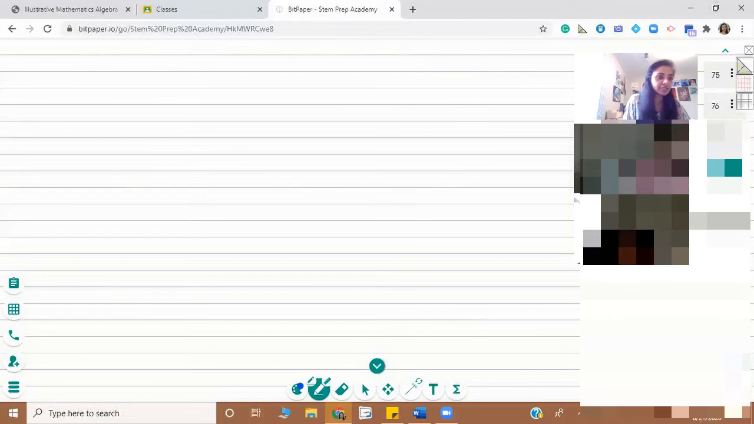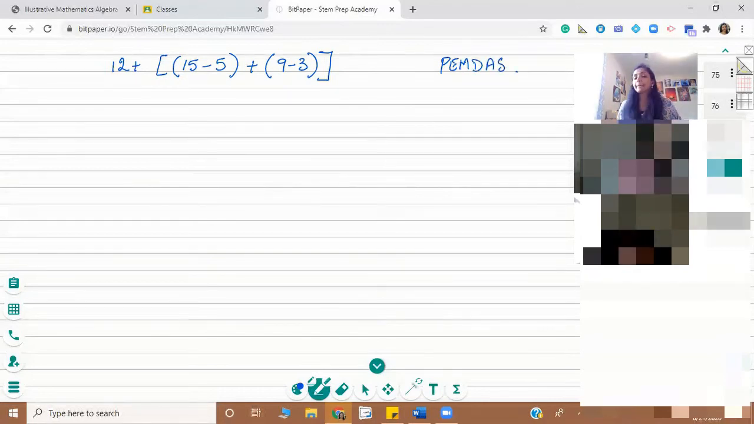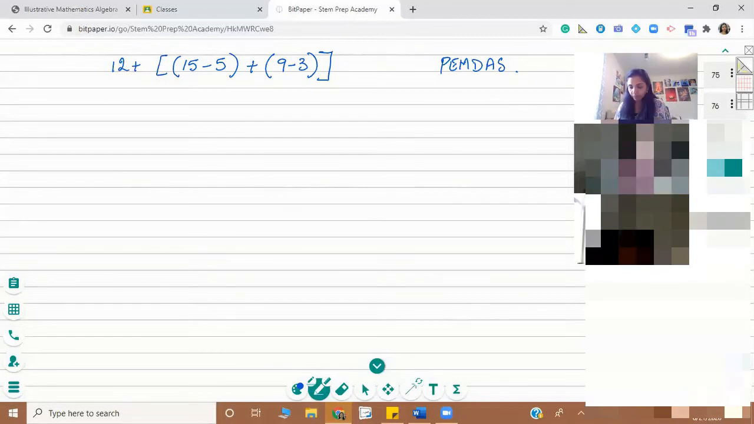Question goes like this: 12 plus, square bracket, round bracket, 15 minus 5, round bracket closed, plus start another round bracket, 9 minus 3, start another round bracket, close the square bracket. Solve it. I'm writing PEMDAS over here for your help. Do it carefully. Start from the innermost side. Innermost, you have 2 brackets. Solve them first. I'm done.